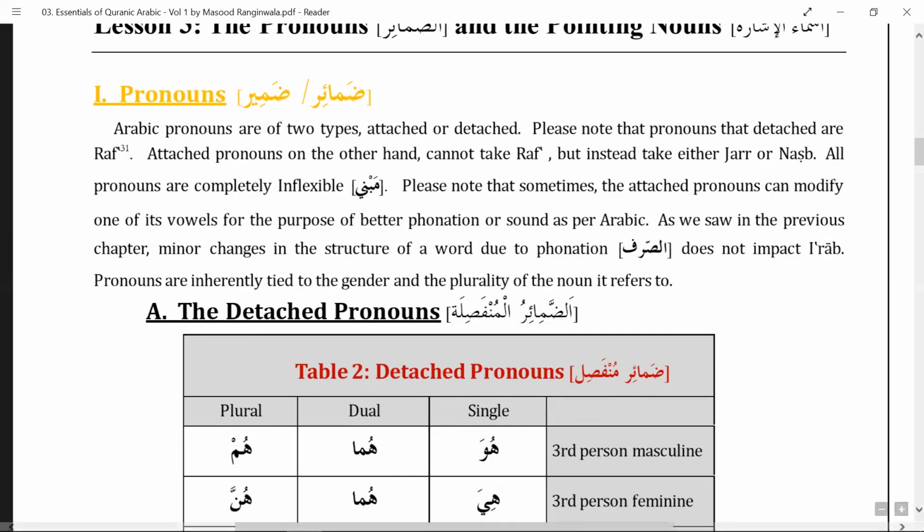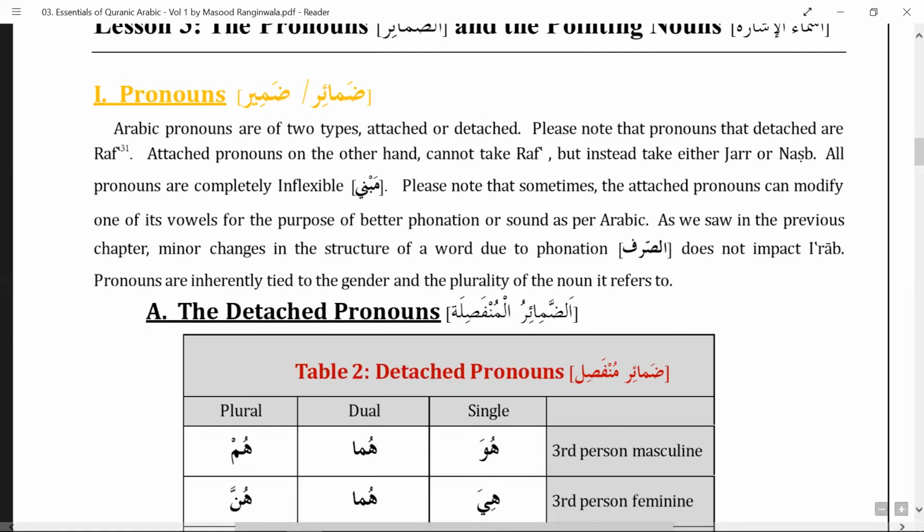Now all of these words are mabni. Mabni means inflexible. They don't change. Whether they are rafa, they will be this version, but in nasb they will be the same, in jar also they will be the same, they don't change. That is what is meant by mabni, which we have already seen in the previous class on flexibility. So dhamair are mabni, they don't change in the status.